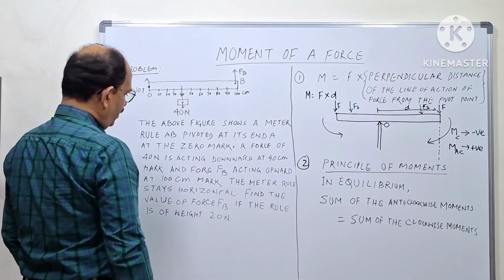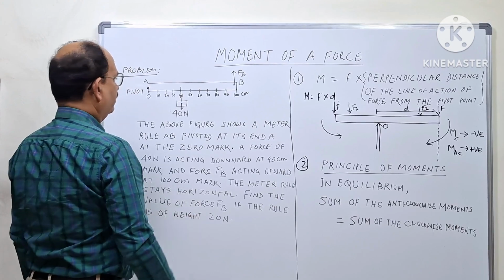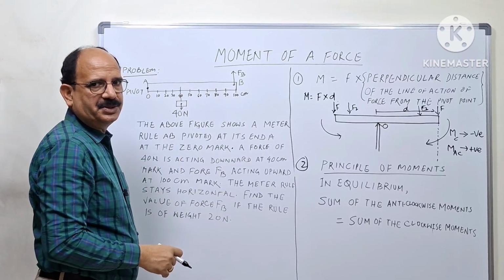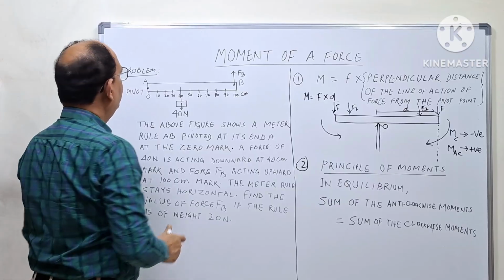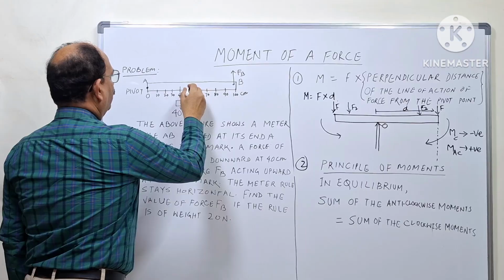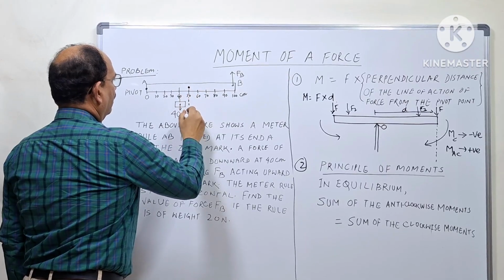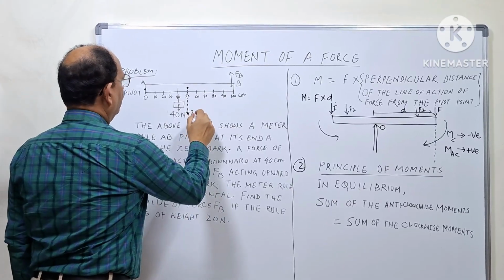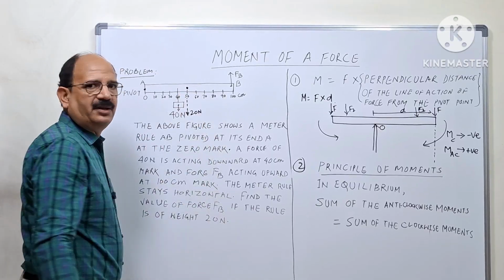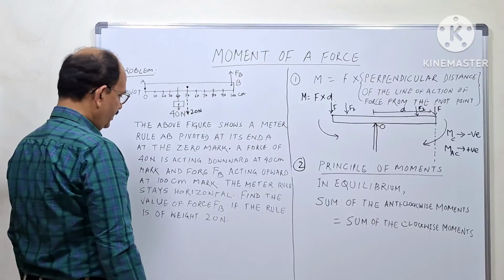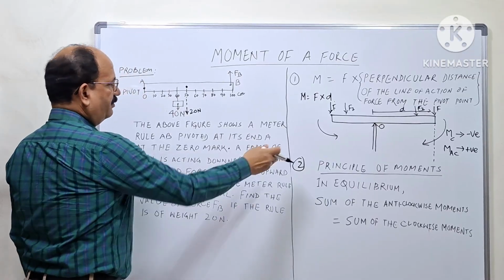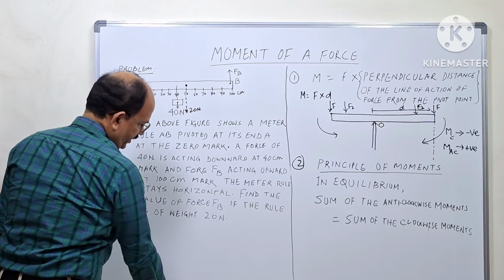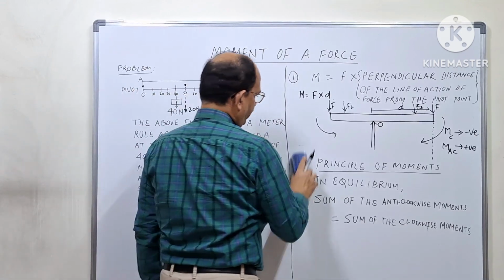Now because the weight of the rule is 20 Newton and applying the uniformity condition and the center of gravity condition, the weight will be acting from the midpoint of the rule. So therefore this 20 Newton will be acting at this 50 centimeter mark, right? Now, if we apply principle of moments, then we can find out what should be the value of FB. Let's apply that. We can rub it out.